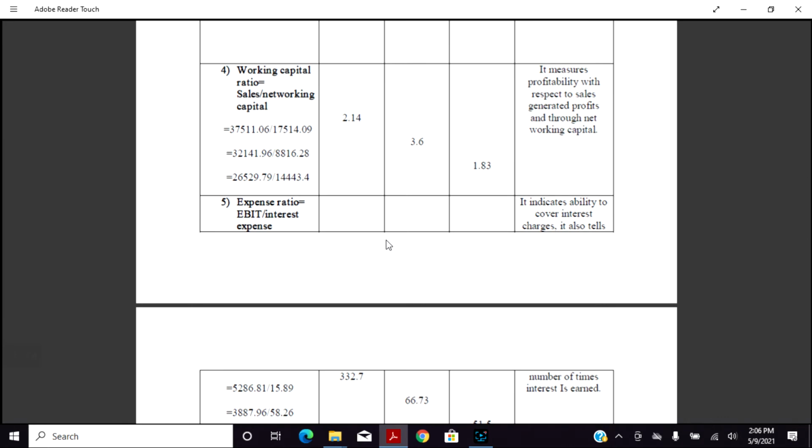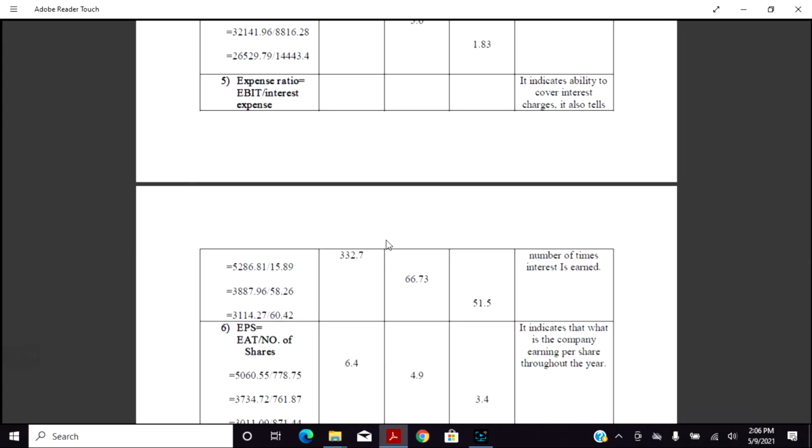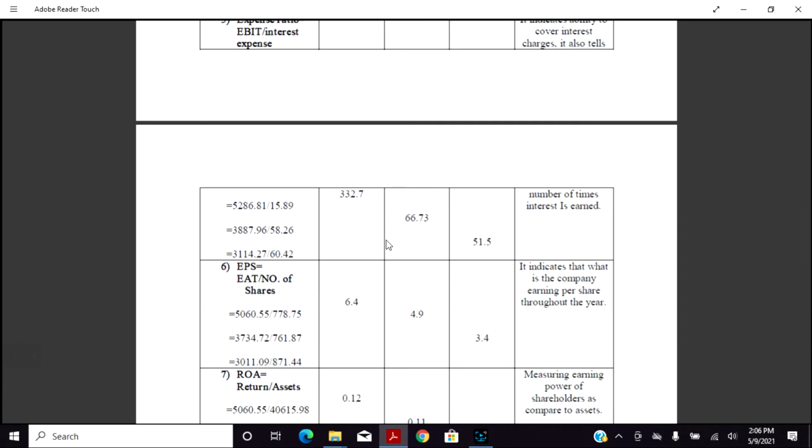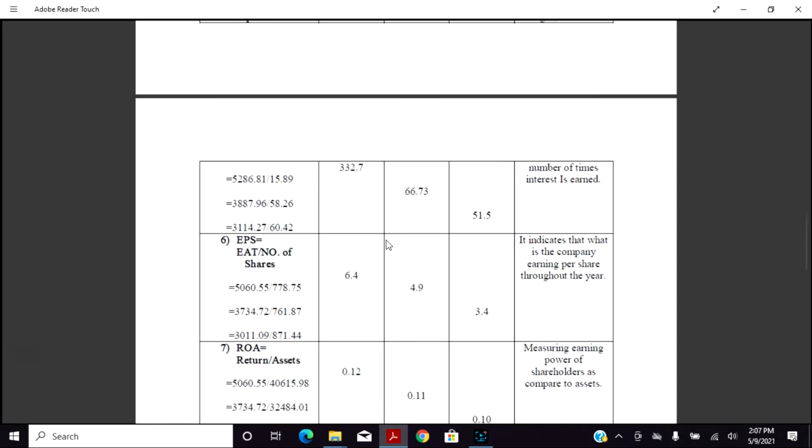Expense ratio, and it is equal to earnings before interest and taxes divided by interest expense. It indicates ability to cover interest charges. It also tells the number of times interest is earned. Earning per share, and it is equal to earnings after tax divided by number of shares. It indicates what the company is earning per share throughout the year.